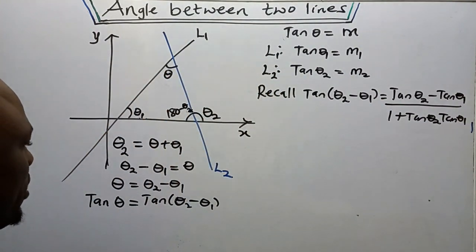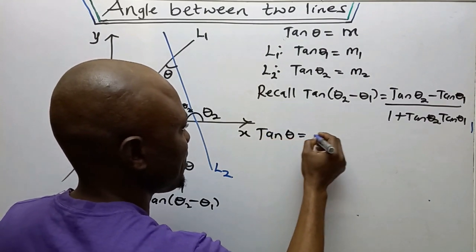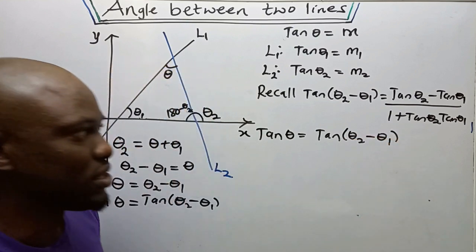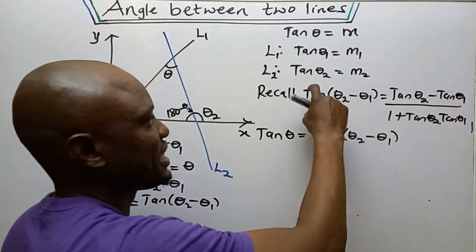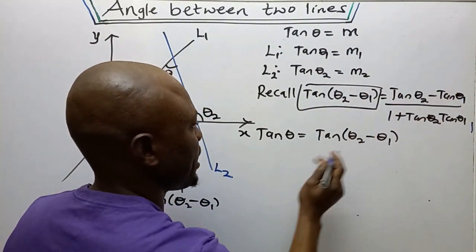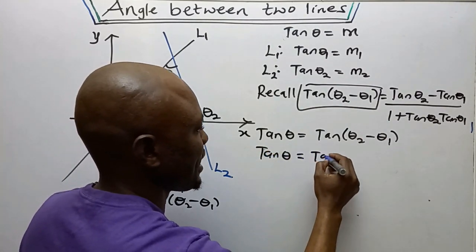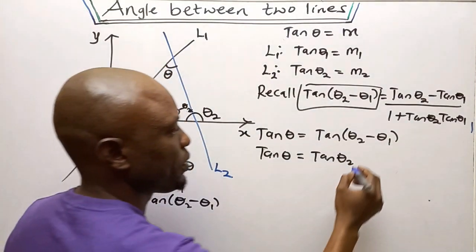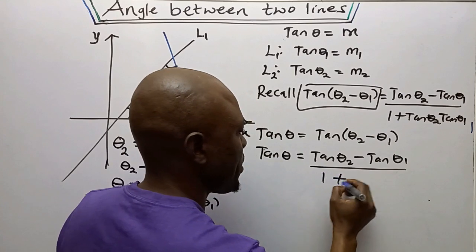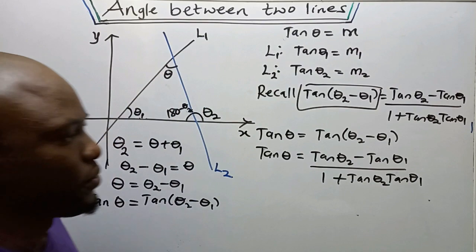Now, let me bring this expression back. Tan theta is tan of theta sub 2 minus theta sub 1, so you can see that this represents this whole thing. I'm going to plug in all of this here. So I have tan theta to be tan theta sub 2 minus tan theta sub 1 divided by 1 plus tan theta sub 2 tan theta sub 1, all right?